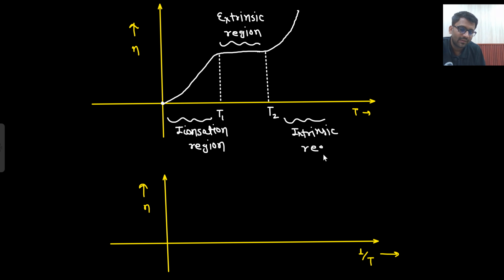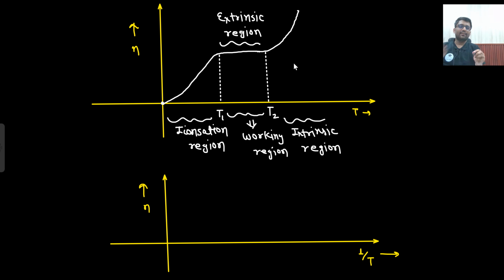So what did you understand here? At very high temperature, the extrinsic semiconductor will start behaving as an intrinsic semiconductor. That's why you do not operate your semiconductor at a very high temperature. You will operate your semiconductor in this particular region. This is your working region.